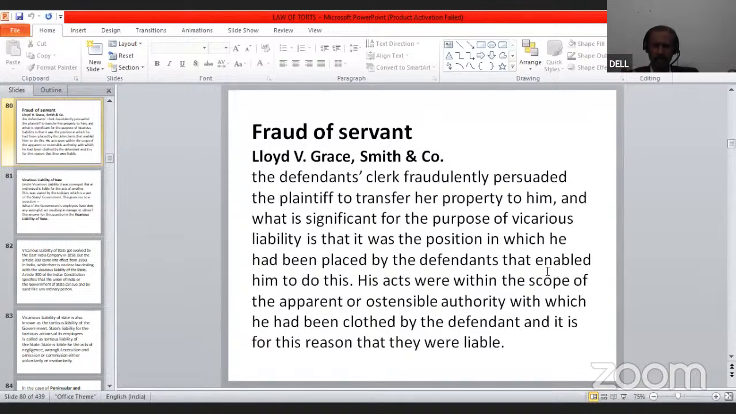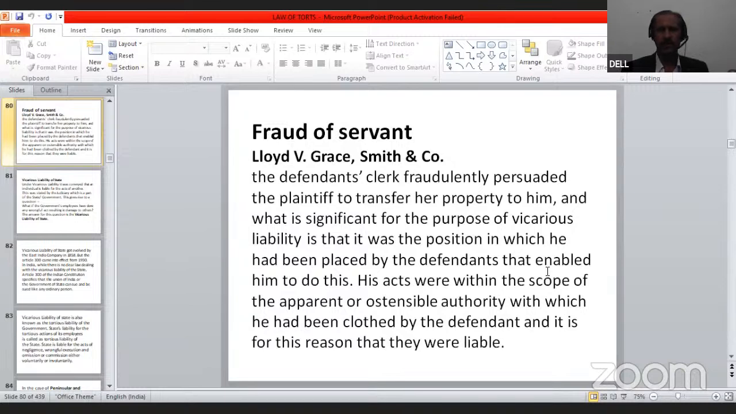If an employee commits a fraud, then the presumption is that the company actually committed the fraud. While acting as a manager of the company, he did this. That's why it comes within the course of employment.